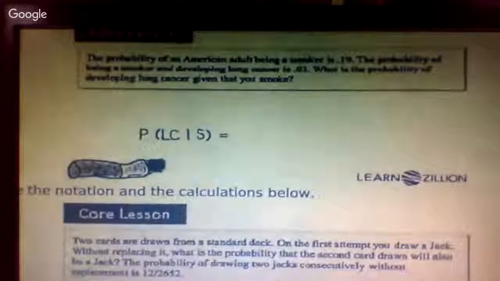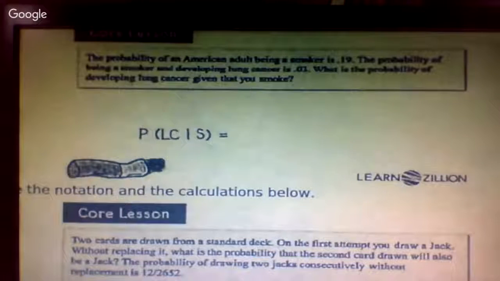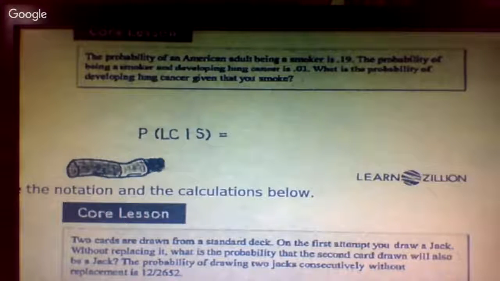Blow this up a little bit here. Okay. This next one, the probability of an American adult being a smoker is 0.17. The probability of being a smoker and developing lung cancer is 0.03. So what is the probability of lung cancer given that you smoke? What's the first thing that has happened here? What's the first condition? Not lung cancer. Being a smoker.